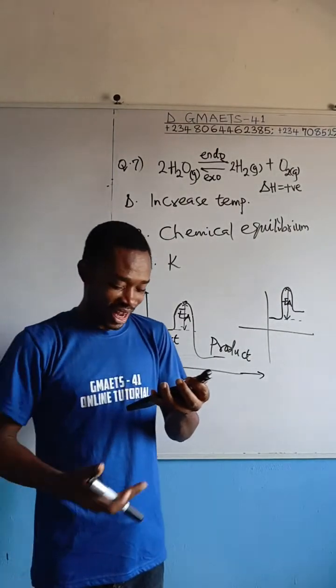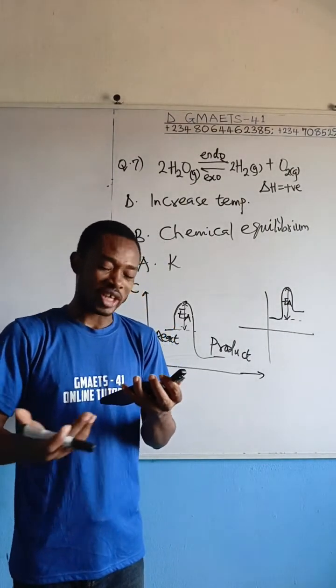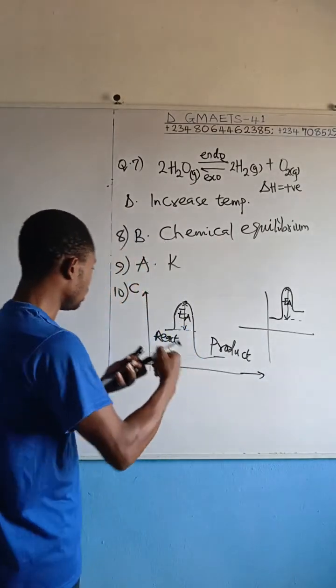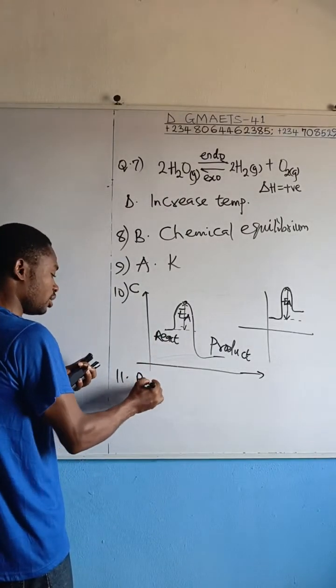Question 11. The statement that volume is inversely proportional to pressure at a constant temperature is given by Boyle's law. That's option B. No time to waste there. Option B, Boyle's law.